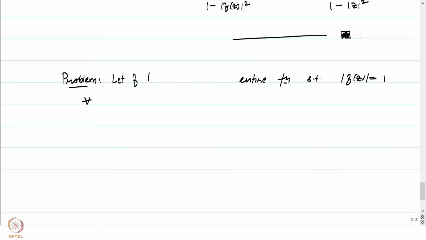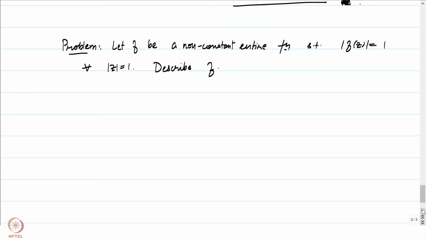Let f be a non-constant entire function such that absolute value of f of z is equal to 1 for all mod z equal to 1. So the unit circle is preserved by the function f. Then describe f. So I am leaving it vague. We will see that we can give a very concrete description of this particular function.